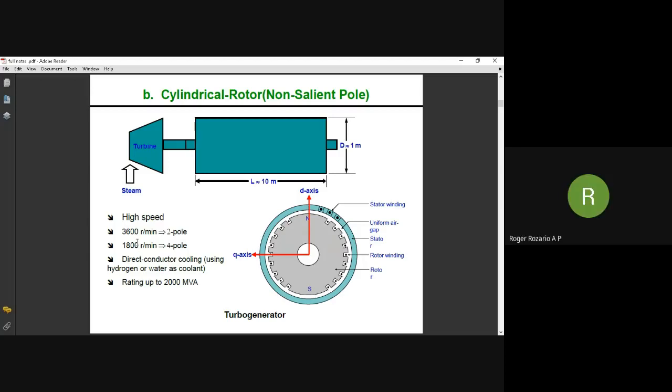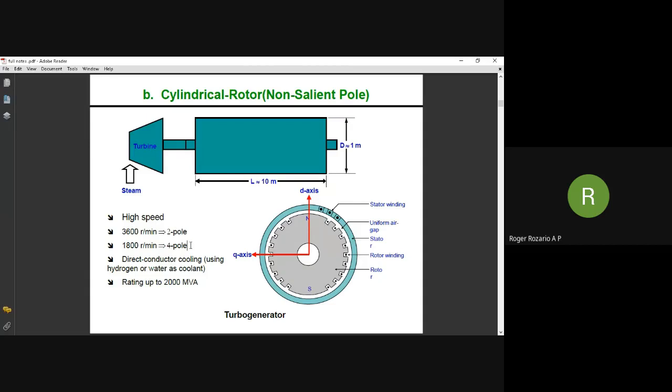Others, use your chat and post the answers. What is the speed for a 2-pole alternator? It is 3000 RPM, not 3600 RPM. Harihara Sudan has answered. And what about 4 pole? Use your chat and answer. Karthik correct, 3000. Check what it is for 4 pole. 1500. Very good. So remember the speed equation: 120 F by P.